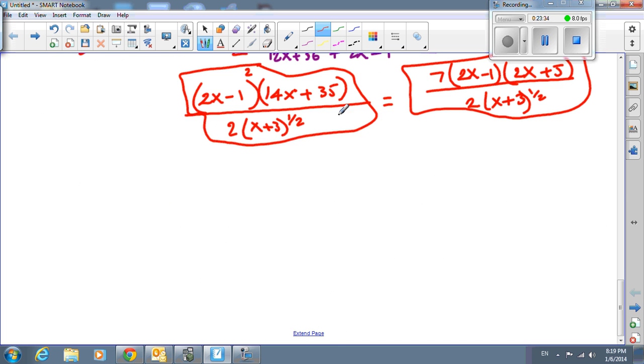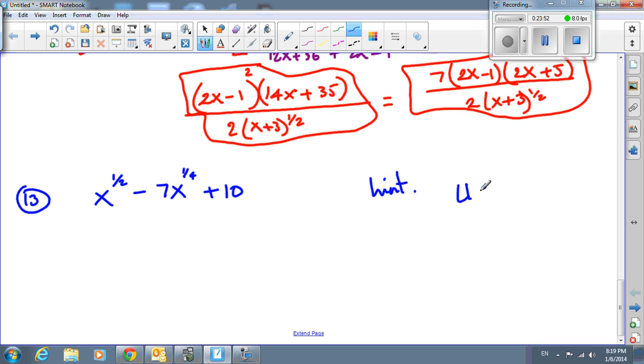I will give you one problem to come prepared with in class. This is number 13, and it is x to the power of 1/2 minus 7x to the power of 1/4 plus 10. And here's the hint: U is equal to x to the power of 1/4. Try to complete this. I just want to see if you understand the concept.